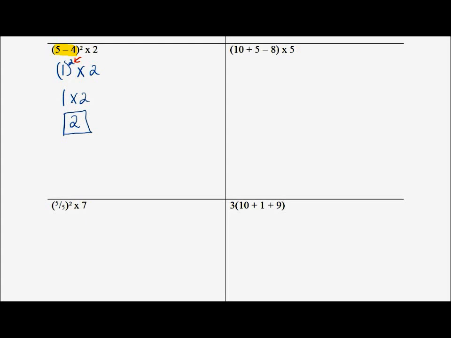When I look right across at my next one, once again I have something occurring in parentheses. 10 plus 5 minus 8. I'll have to do this first. 10 plus 5 is 15. Minus 8 is 7. So this is 7 times 5. And then 7 times 5 is 35.